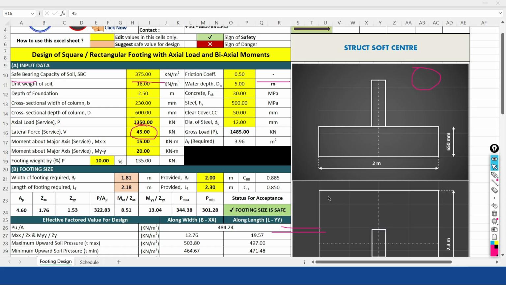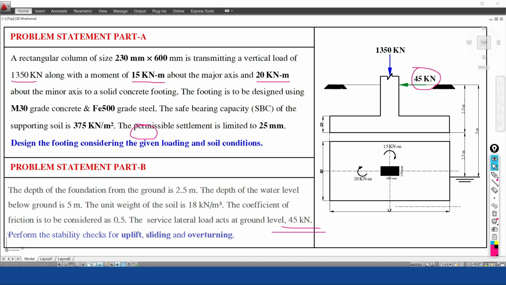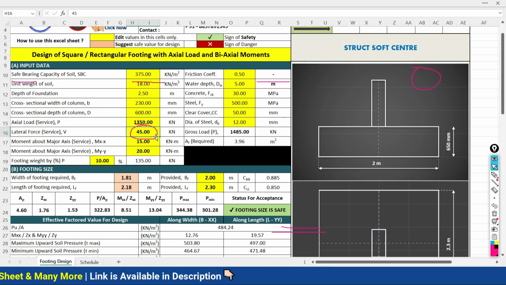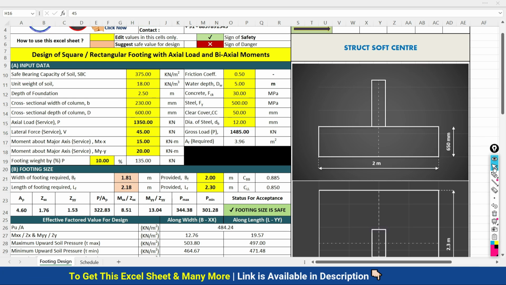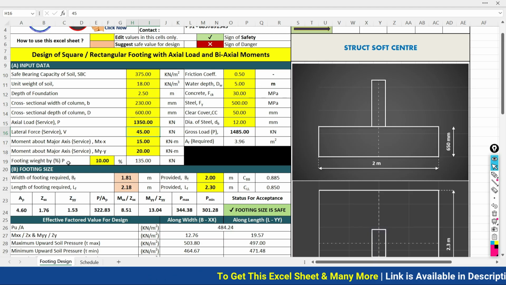But in our problem statement, we have to do the stability checks as well, for the uplift, for the sliding, and for the overturning. That's why I need to define it here as 45 kilonewton. Hope that you all understood these things. And you know, at the initial stage, we have to consider the self weight of the foundation. So normally we are considering it as 10%.